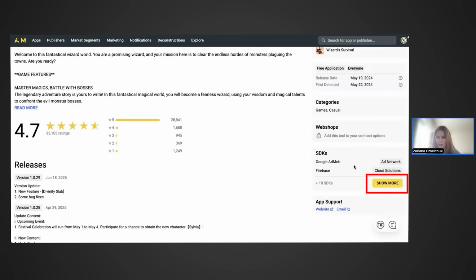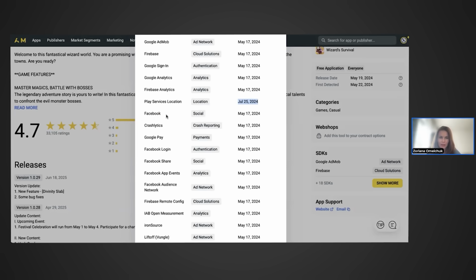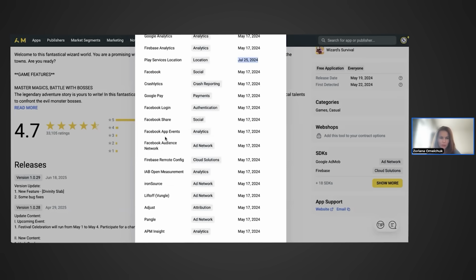Here you can see exactly which SDKs are inside the app, as well as what features and services they provide you with. You can even see the date when each SDK was added. Let's quickly go through and briefly see what's there. AdMob and Firebase, which makes total sense. Google Analytics, Firebase Analytics, and very little Facebook, by the way, right?